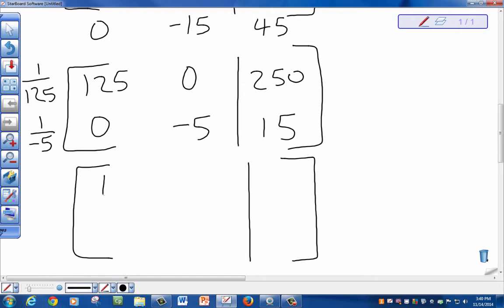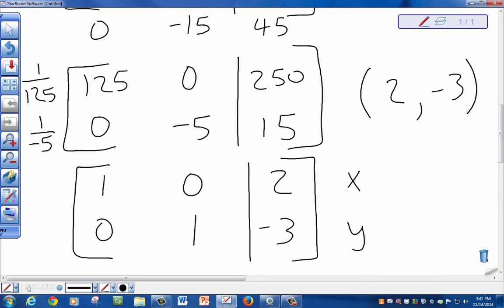125 divided by 125, 1. 0 divided by 125, 0. 250 divided by 125, 2. Our next row: 0 divided by negative 5, 0. Negative 5 divided by negative 5 will give us our positive 1. And 15 divided by negative 5 will give us our negative 3. This will be our x value and our y value. Now that we solve for x and y, we can go ahead and write it as 2, negative 3. Our answer will be in an ordered pair. This will be our x and this will be our y.